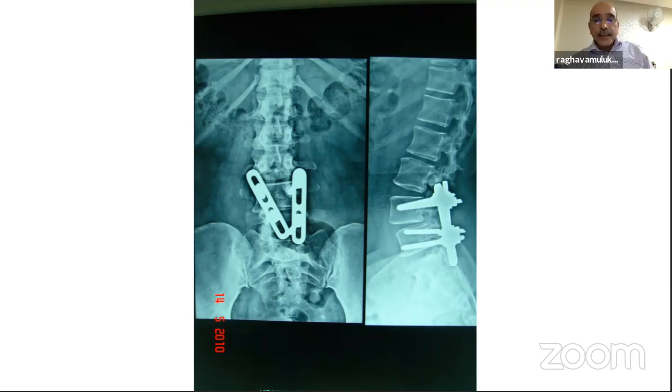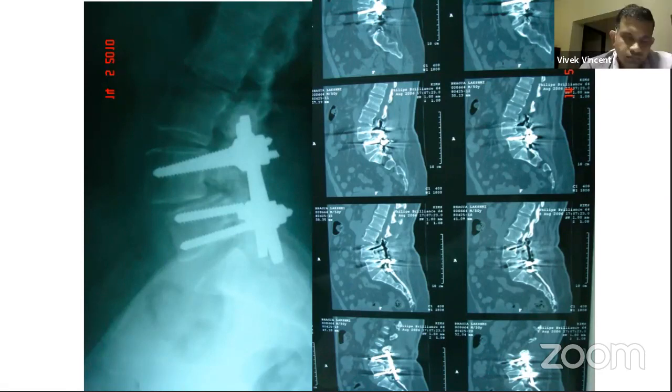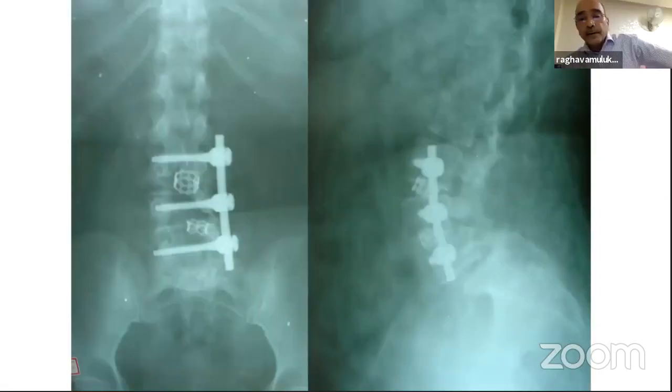So we removed the screws and there were big holes in L4 and L5. The pedicles were completely cut out at L5 level. You could feel the soft tissues. Fortunately, there was no significant weakness of her legs. So that's her CT, and you can see the implants. The screw here is completely outside, in the root canal, below the pedicle. So this is what I did.